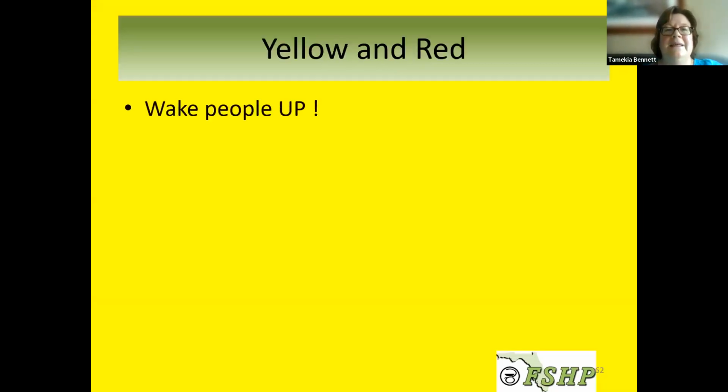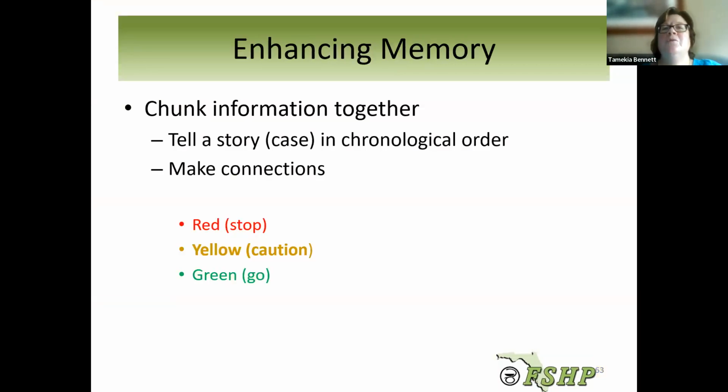Yellow and red, wake up, get going. So they're more energizing, but they really don't have that calming effect that the blue and the greens offer us. So to enhance memory, you're telling a story in chronological order, you're making connections. You want people to remember something as a stop or a yellow or a green, utilize those colors because that's what we're used to in real life.